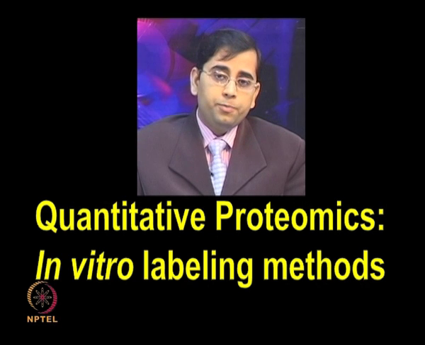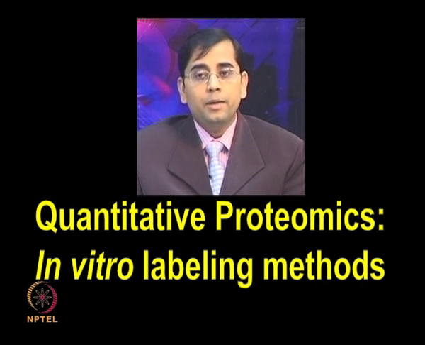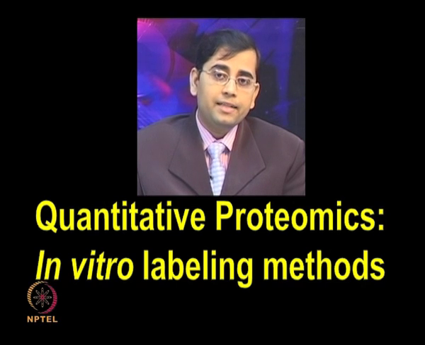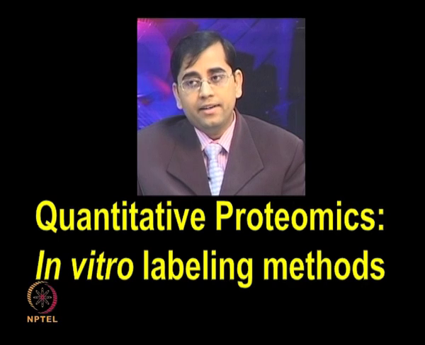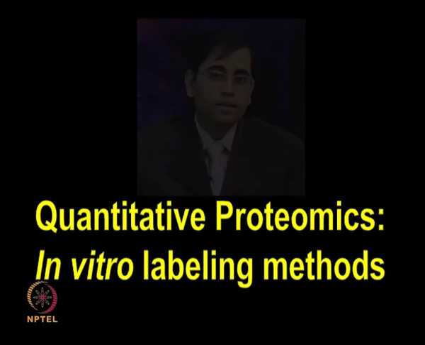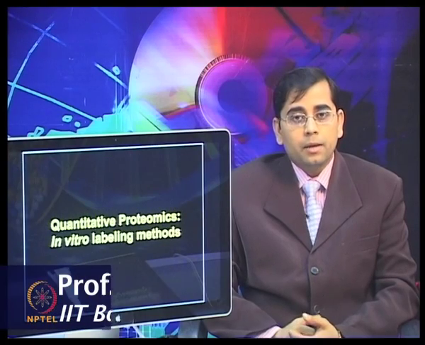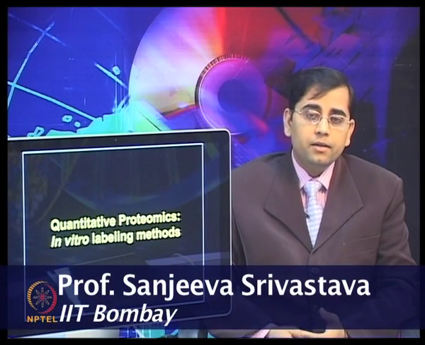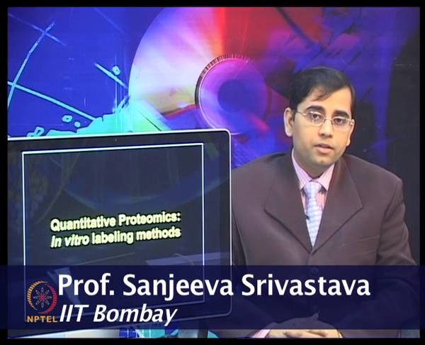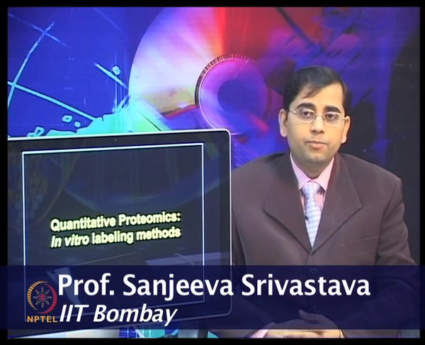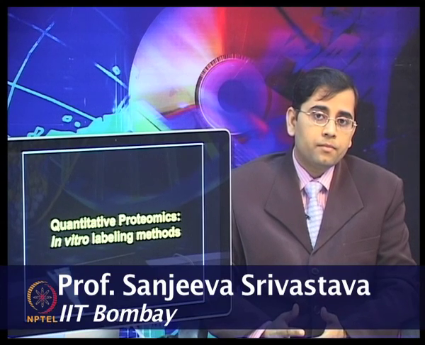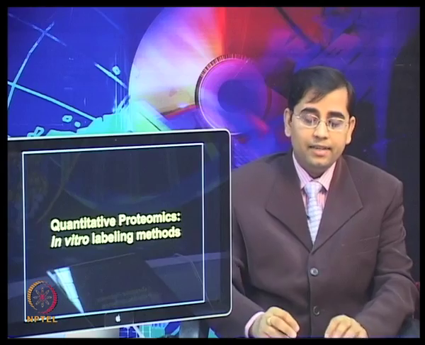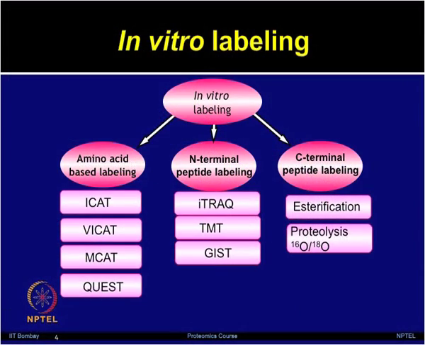So, let us talk about quantitative proteomics and different in vitro labeling methods. The in vitro labeling methods rely on the use of labeling reactions at a specific site in proteins or peptides. Based on various labeling chemistry, different types of strategies have been developed to introduce isotopes at either protein or peptide level, and these strategies we will discuss in the next slide. So, in vitro labeling can be of 3 different types: amino acid based labeling, N-terminal peptide labeling, and C-terminal peptide labeling.